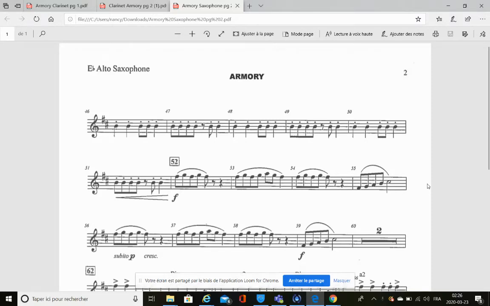Hello, saxophone students. Today we are doing a score study about the piece Armory. We will focus on dynamics and articulations. First thing I want to know is what is the definition of dynamics? Second question, what is the definition of articulation? You could give me an example as an answer.